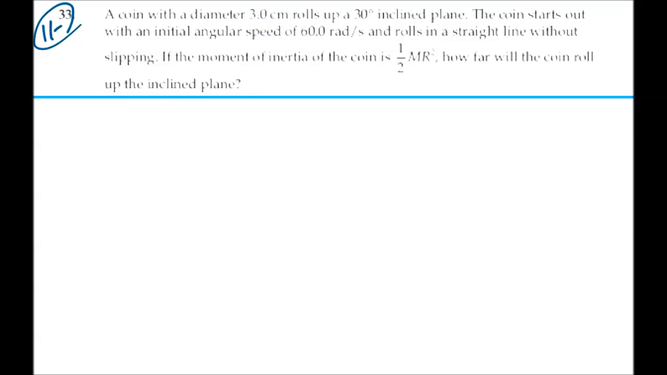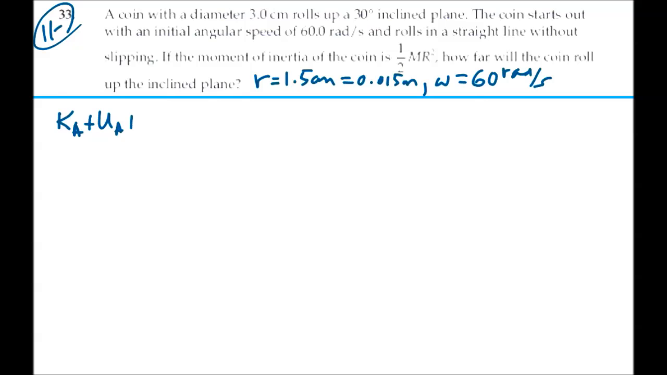Diameter is 3 centimeters, so the radius is 1.5 centimeters or 0.015 meters, and we have an angular velocity of 60 radians per second. We can treat this like a conservation of energy problem, and at the bottom of the inclined plane is point A, so we have the kinetic energy at A plus potential energy at A plus any work done along the way should equal the kinetic energy at B plus the potential energy at B.